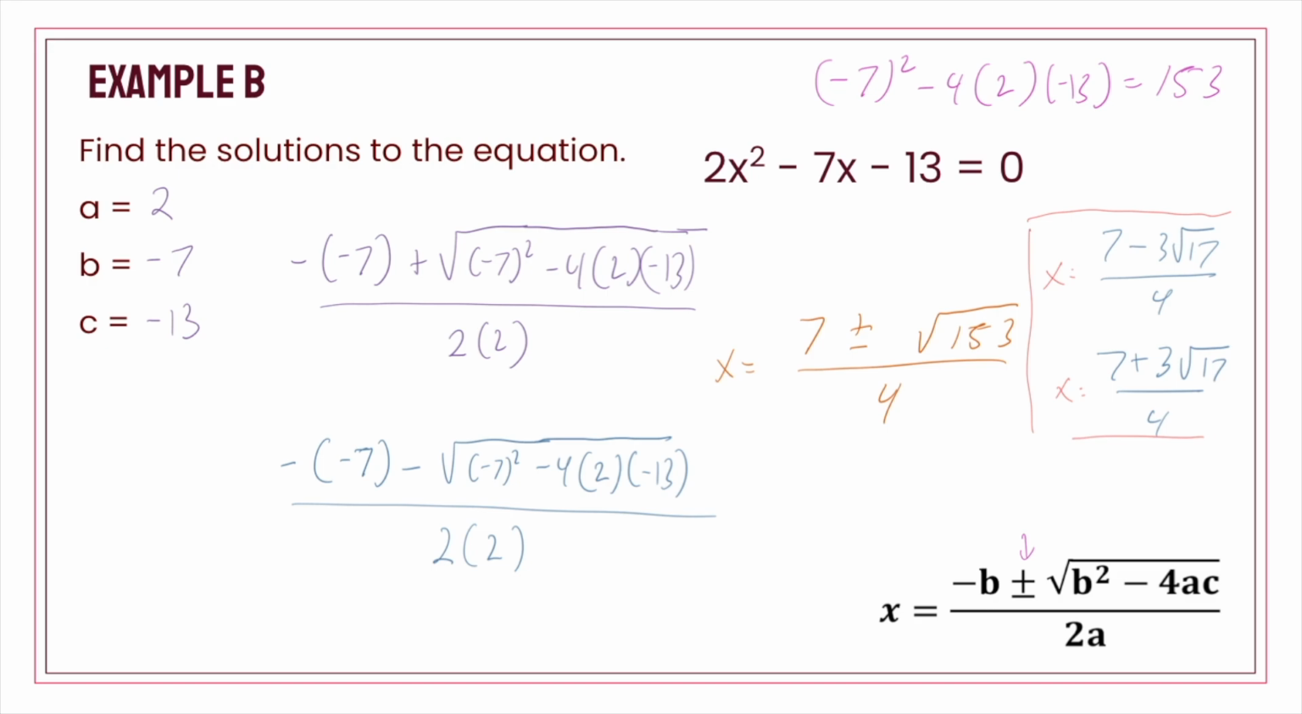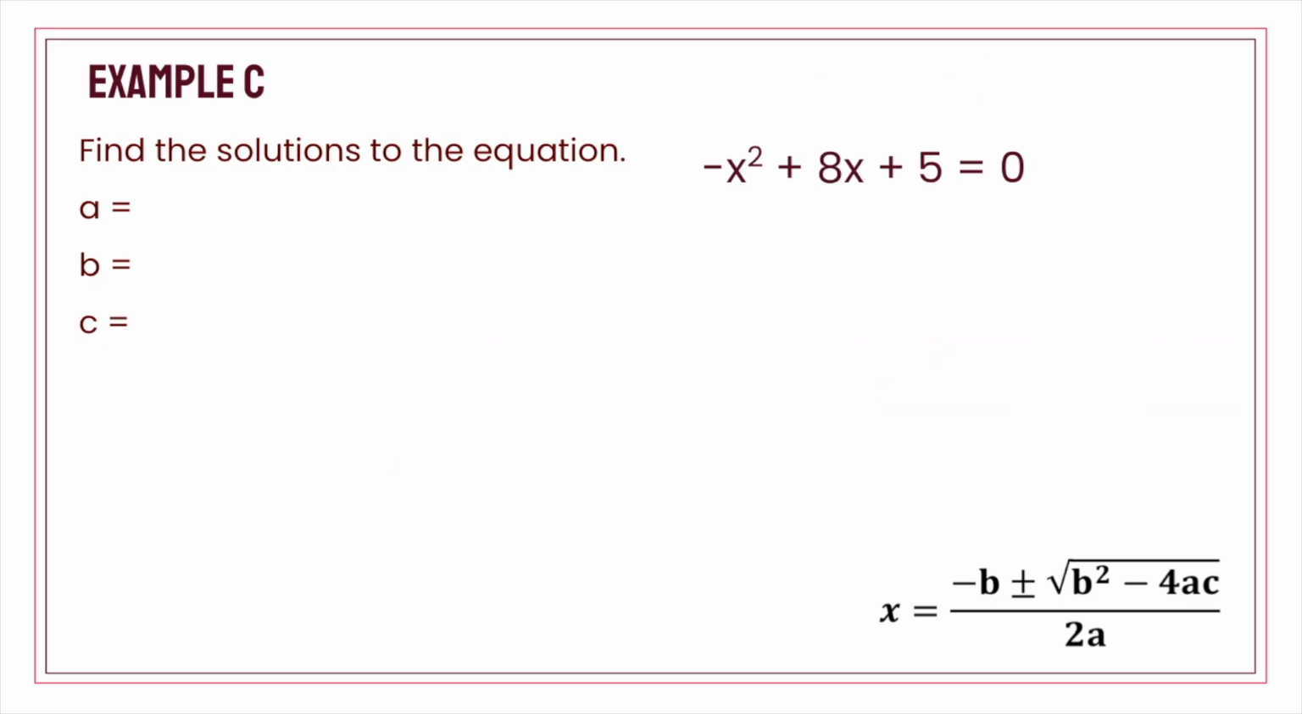Now let's take a look at the next example. All right, here we are at example B, and again, we're going to start by finding our A, B, and C. So our A in this case is -1, our B is going to be +8, and our C is going to be 5.